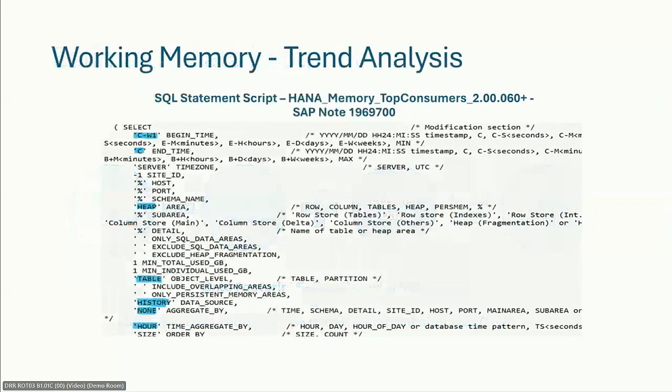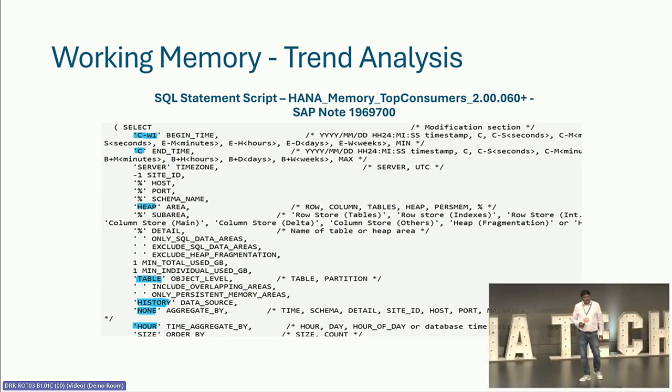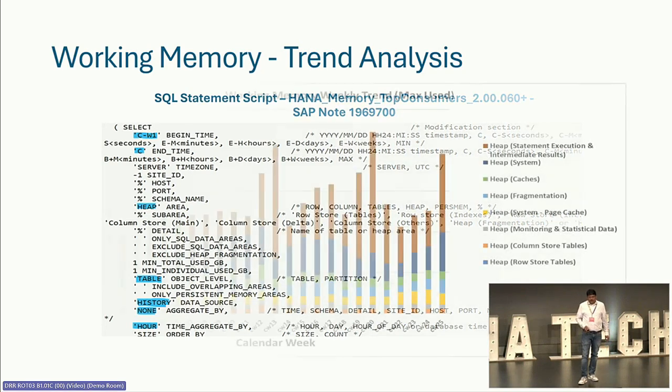Now, the remaining 50% comes from the working memory. Nobody knows what the memory utilization would be like tomorrow or even the next second. So you need to build the trend to understand the average utilization factors. Again, I am relying on Martin's script here. I'm just focusing on the heap area. And the output would look something like this.